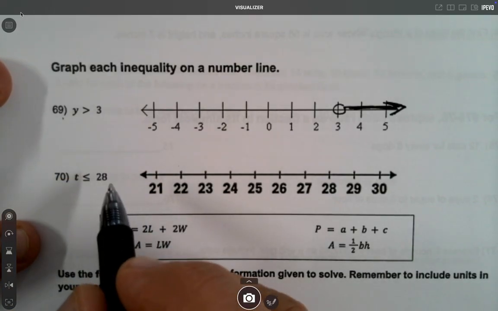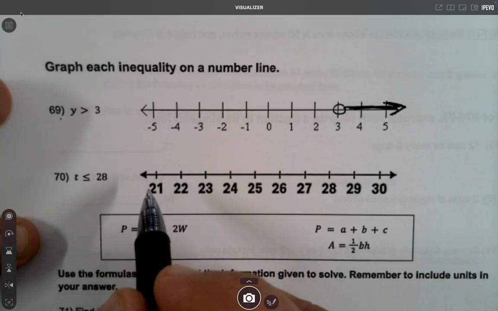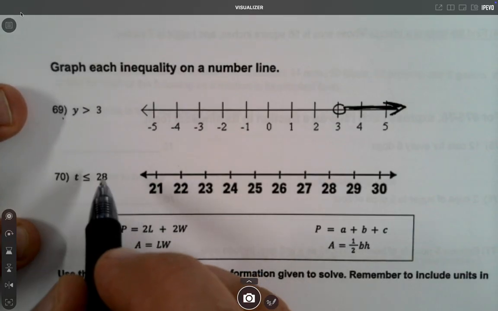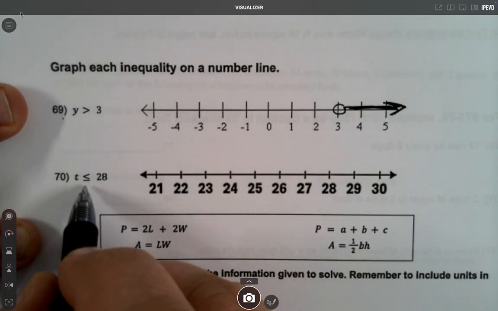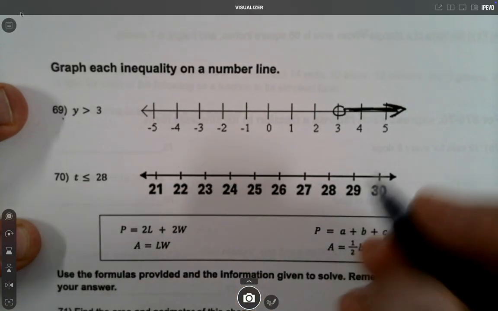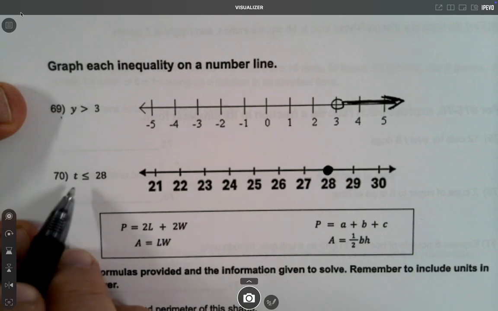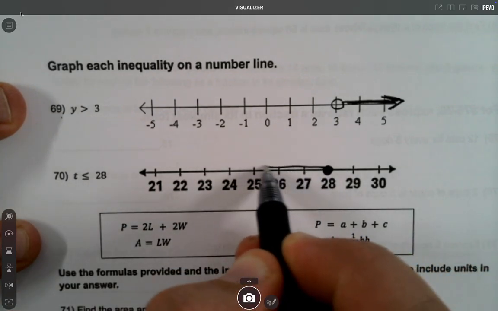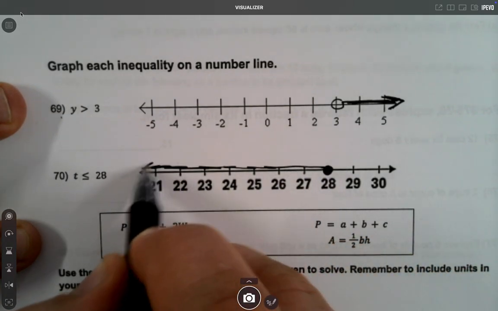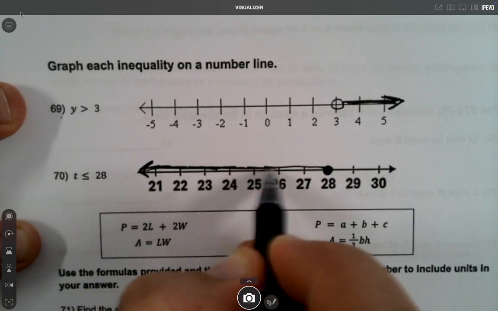Now on number 70, t is less than or equal to 28. So we go to 28, and because there is an "or equal to" mark, I put a closed circle on 28. And since it's less than, I go to the left to mark the numbers that are less than 28.